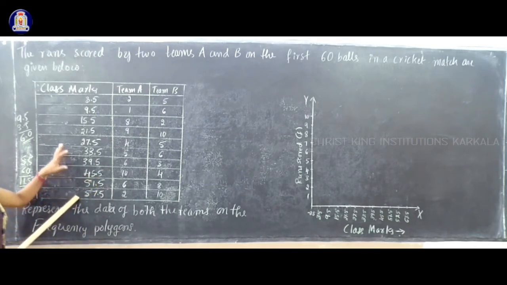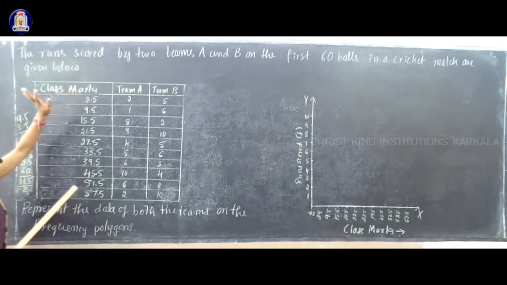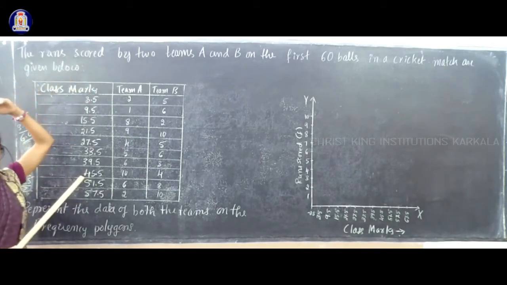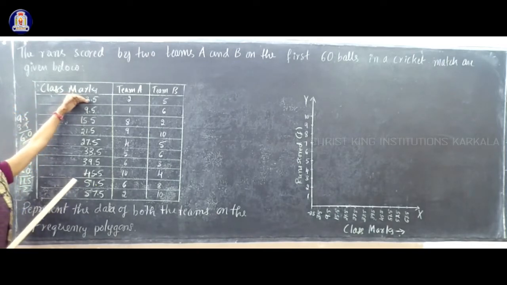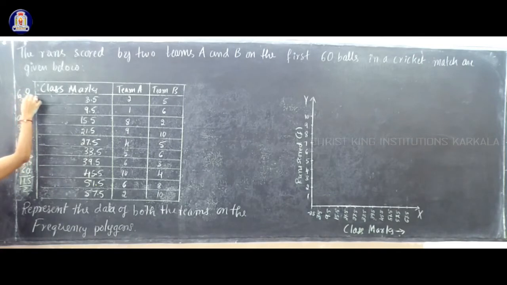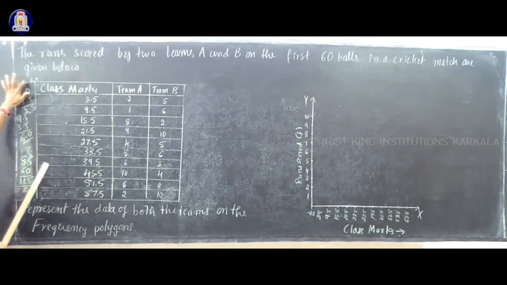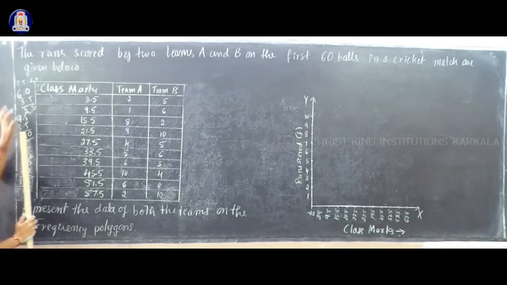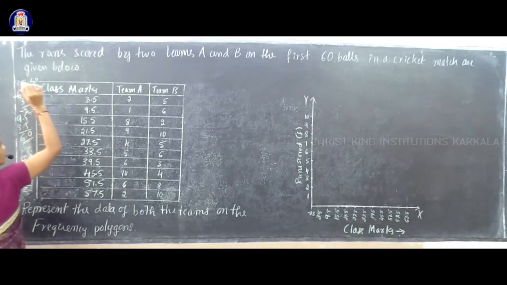In the table, the first class mark is 3.5. We need the previous one. How to get the previous of this class mark? Just subtract 6 from it. Usually we do it like this: from 6 deduct 3.5, and then give the sign of the bigger one, that is a minus, for the answer. So it is minus 2.5.